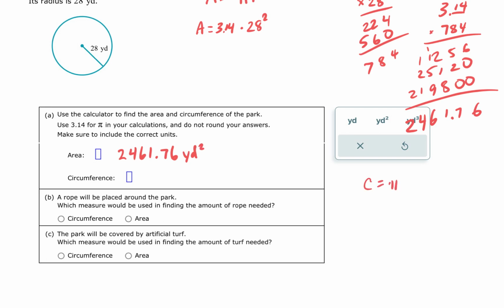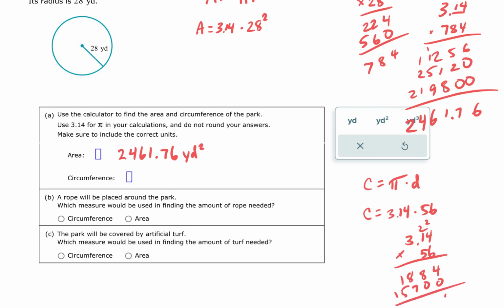Circumference is equal to pi times the diameter. We know what pi is. The diameter is twice the radius, so 28 times 2, which is 56. So now I'm going to multiply it out. 3.14 times 56. 24, 8, 18, 20, 5, 6, 7, and 15. 4, 8, 15, 6, 7, and 1. Two digits. So I have a circumference of 175.84 yards.